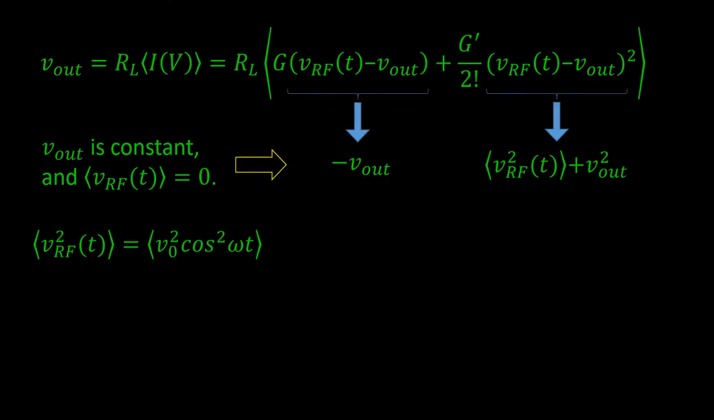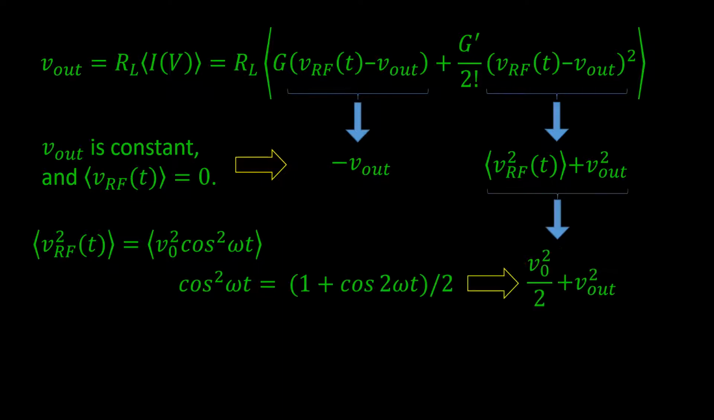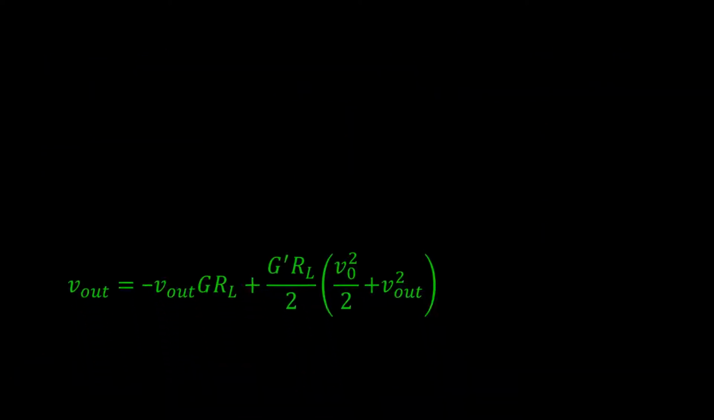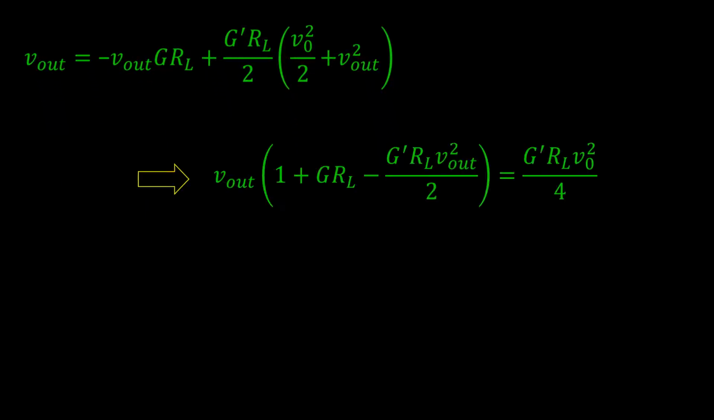But remember that VRF is a cosine function. With some trigonometry, we see that the average of a squared cosine is just 1 over 2. Now we gather all terms and obtain a beautiful and compact equation that relates Vout with the voltage amplitude of the input signal. Okay, now we can move all the terms depending on Vout to the left, and this allows us to present the first important conclusion of all these.